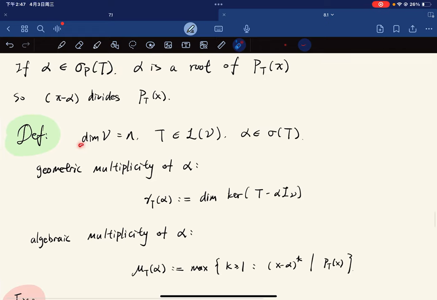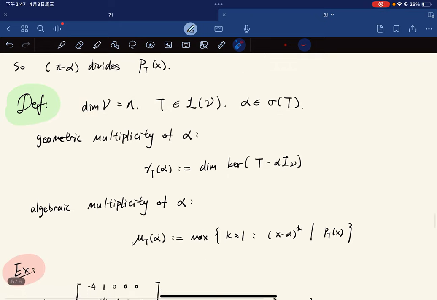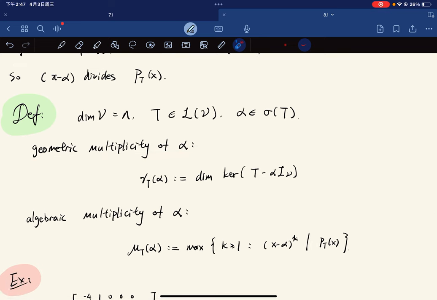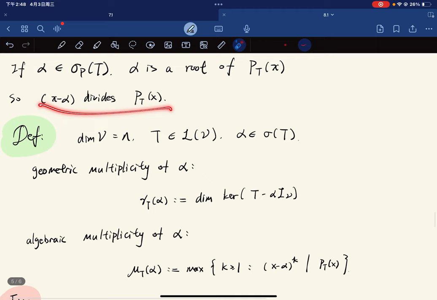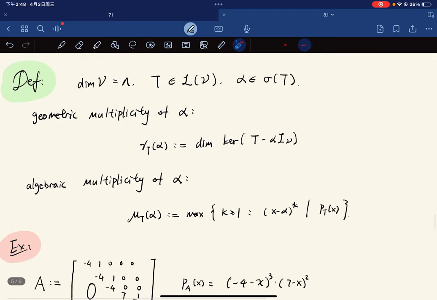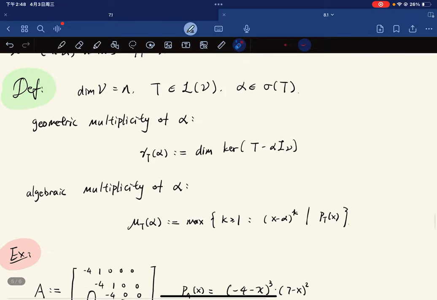We have those settings. We define the geometric multiplicity of alpha to be the dimension of the kernel, the dimension of the eigenspace, the vector space dimension. Now the algebraic multiplicity is the maximum power such that it divides the polynomial, because it divides it if it's a root, if it's in the spectrum. It's just like the polynomial knowledge. And this is our vector space dimension.